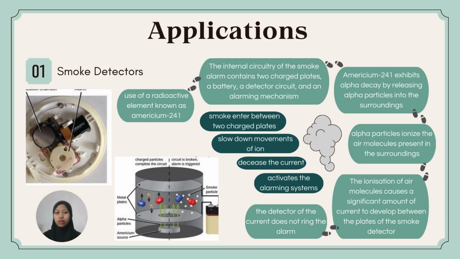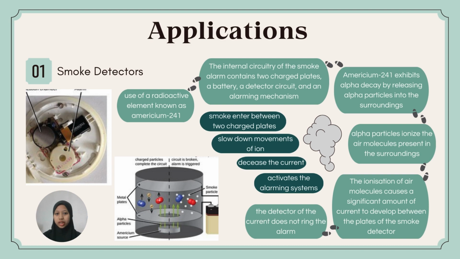The connection of the circuit is made as follows: one terminal of the battery is connected to the positive plate of the smoke detector, while the other terminal is connected to the current detector. The current detector is then connected to the alarm, and the whole circuit is completed by connecting the alarm system to the negative plate of the smoke detector.